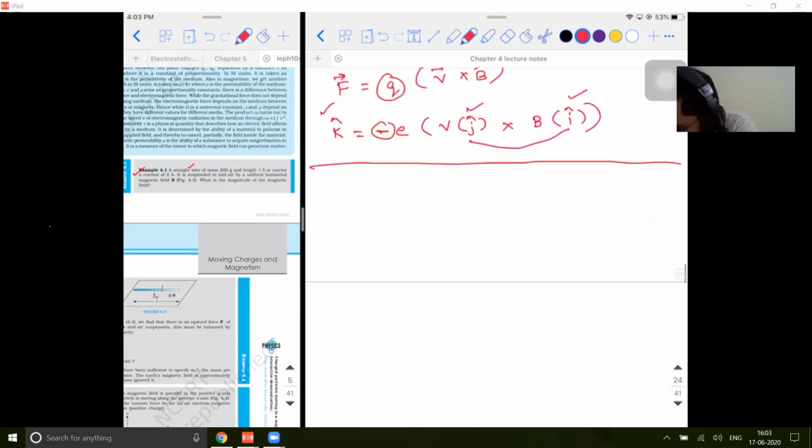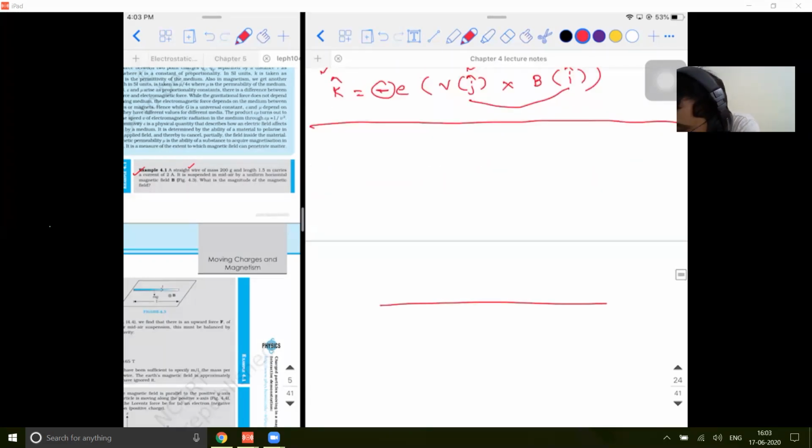So I'm drawing the diagram. The current is flowing through this. mg is acting in the downward direction. So if the force has to act in the upward direction, what should be the direction? Let's do some rough work. It should be minus K cap.